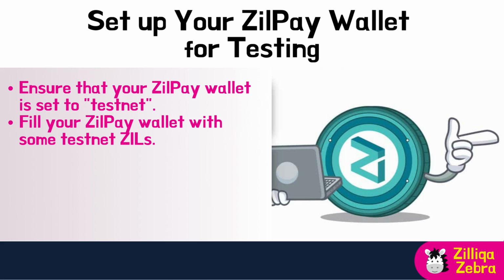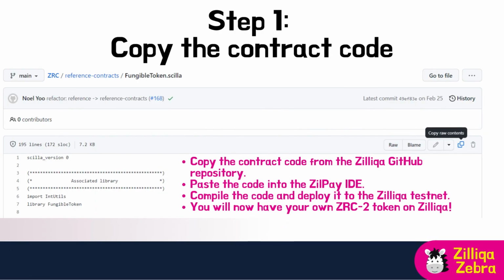Fill your ZilPay wallet with some testnet ZILs. You need some testnet ZILs to pay for the gas fees when deploying your token contract. You can get some free testnet ZILs from a faucet by entering your ZilPay testnet address on this website, https://devwallet.zilliqa.com/faucet. Alright, now that we have everything ready, let's launch our token.